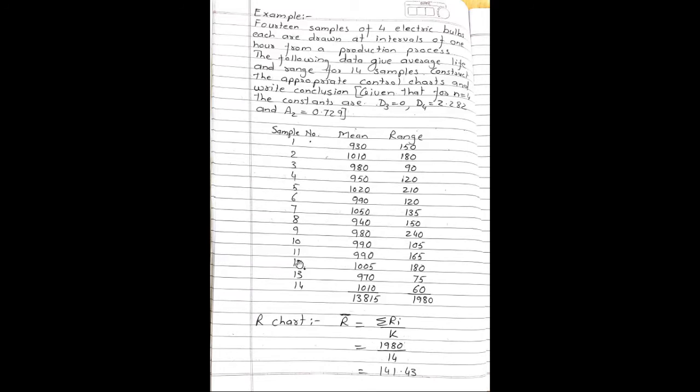11th sample mean is 990, range is 165. 12th sample mean is 1005, range is 180. 13th sample mean is 970, range is 75. 14th sample mean is 1010, range is 60.